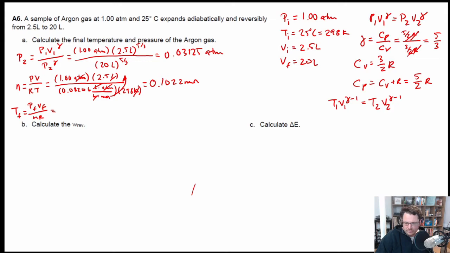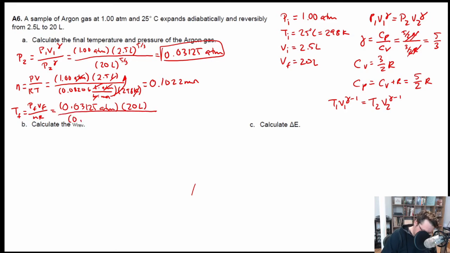So going in, the final pressure that we have is this one right here: 0.03125 atmospheres times V final, which is 20 liters, divided by the number of moles, which is 0.1022 moles, times R, which is 0.08206 liters atmospheres over Kelvin moles. Liters cancels, atmospheres cancels, moles cancels, Kelvin goes up top.